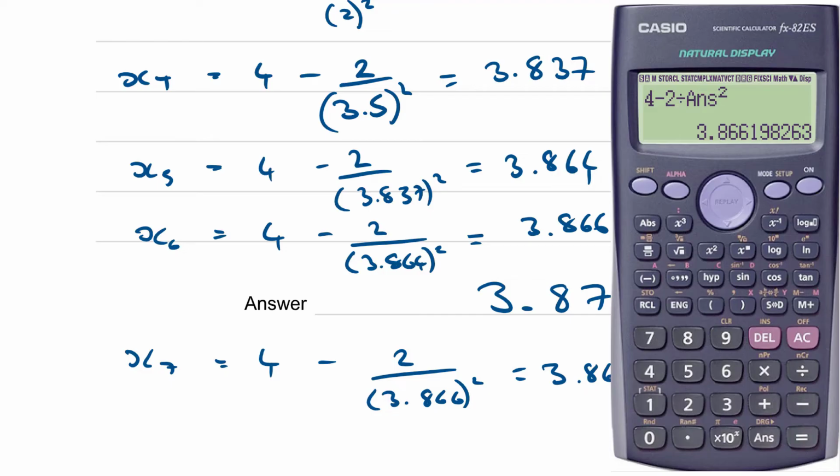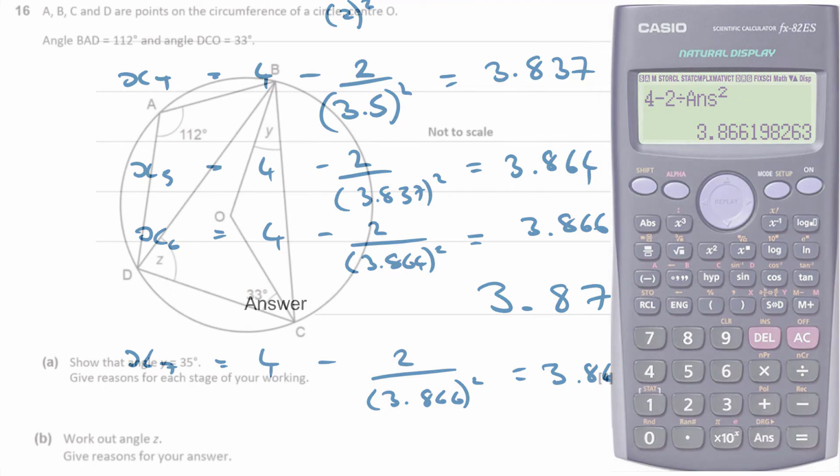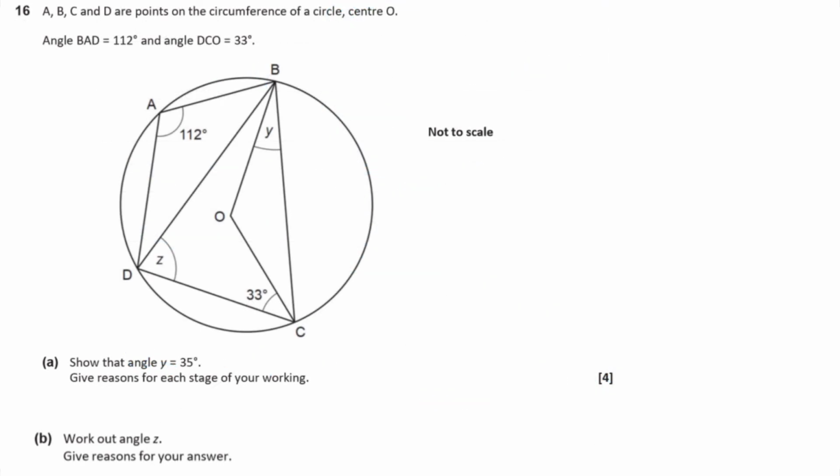That's 3.87 to 2dp. A, B, C, and D are points on the circumference of a circle centre O. Angle BAD is 112 and angle DCO is 33. Show that the angle Y equals 35. Give reasons for each stage of your working.